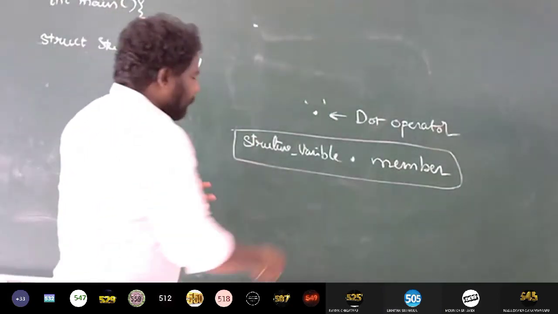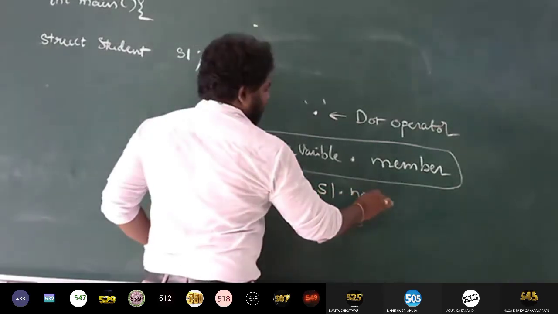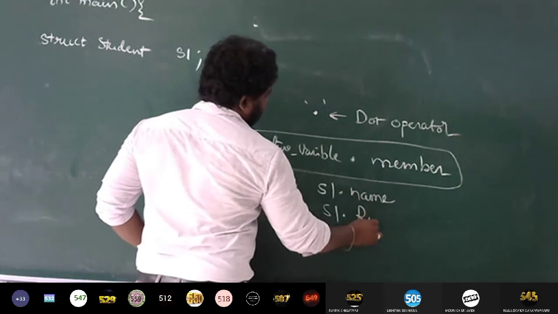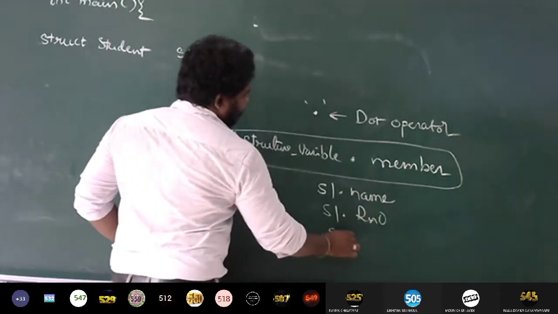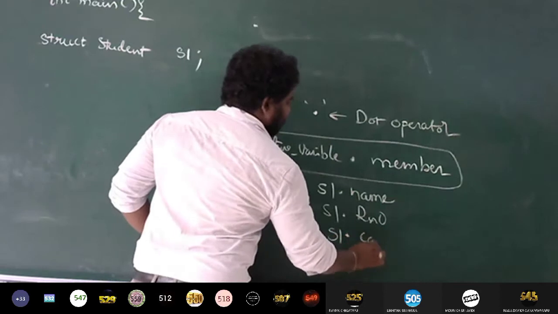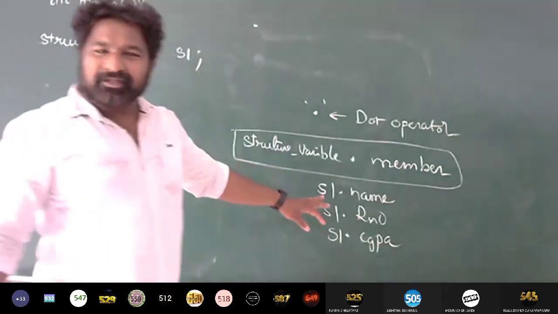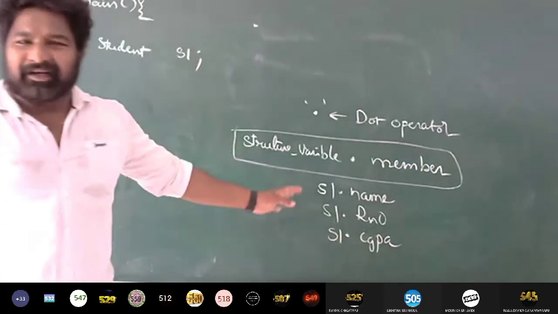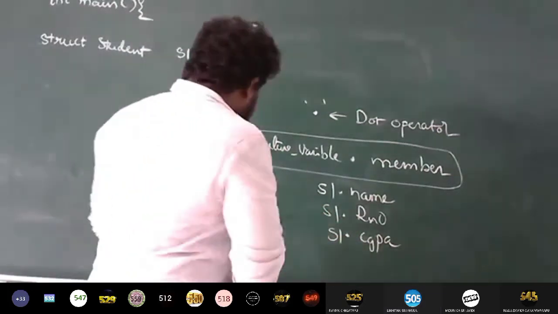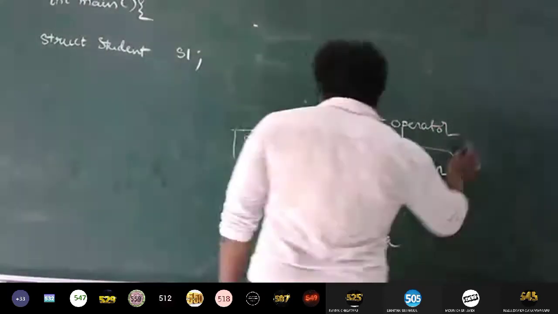Okay, so in this case, the structure variable is s1. So I have to write s1 dot name. Similarly, s1 dot roll number. Similarly, s1 dot CGPA. This is how I can access the members of my structure by using the dot operator, right? Yes, sir. Very good.